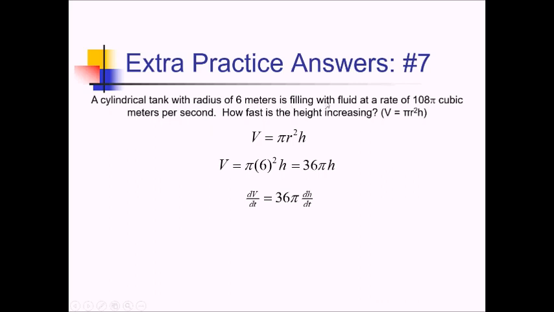Well, they said we're filling with fluid at a rate of 108 pi cubic meters per second. So 108 pi is going to be our dV over dt. And now to get dh over dt, I just have to divide both sides by 36 pi, which, as it happens, comes out neatly to 3.